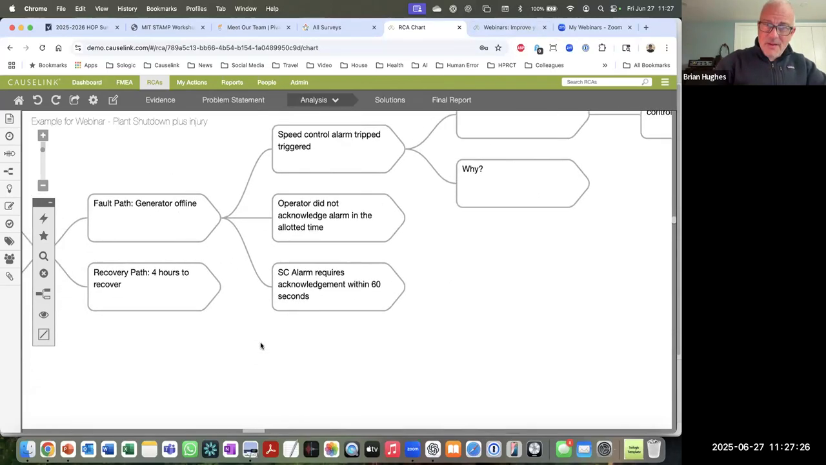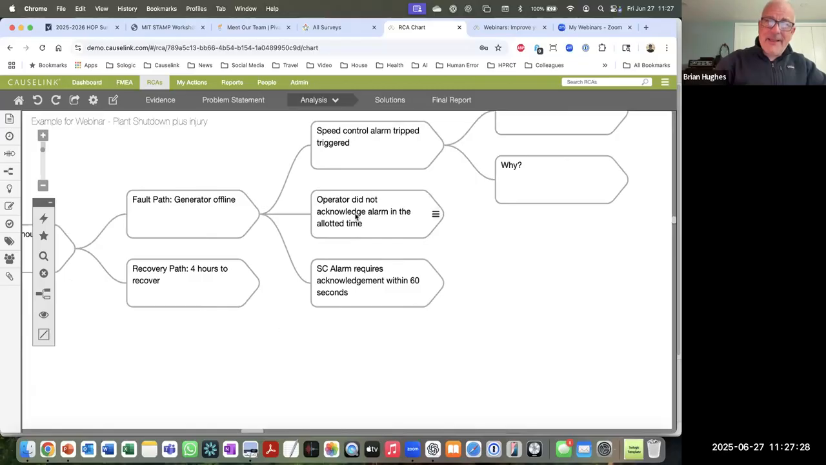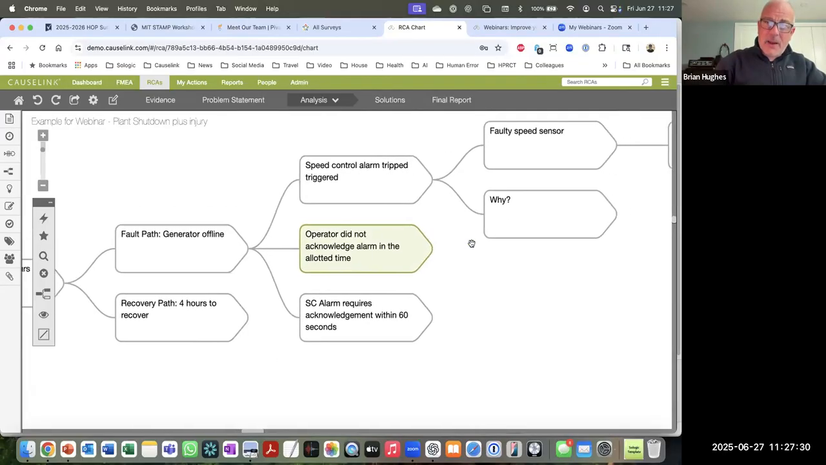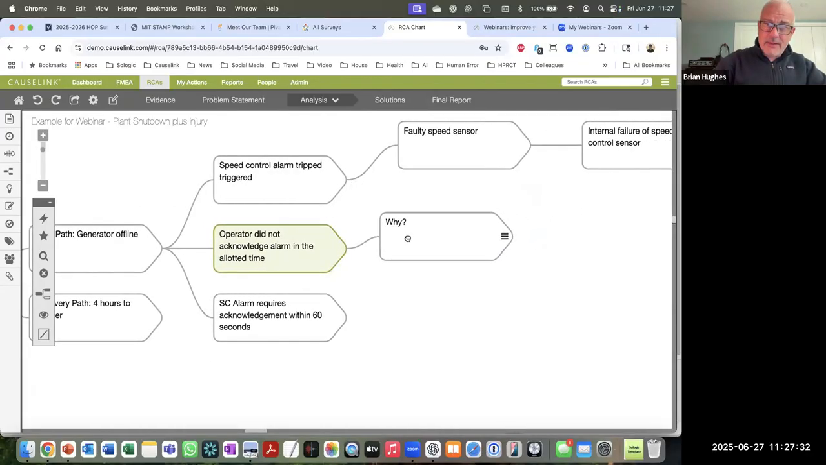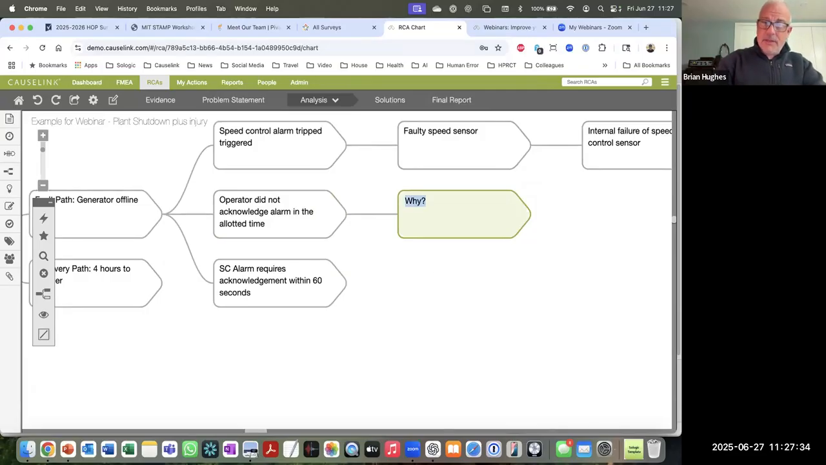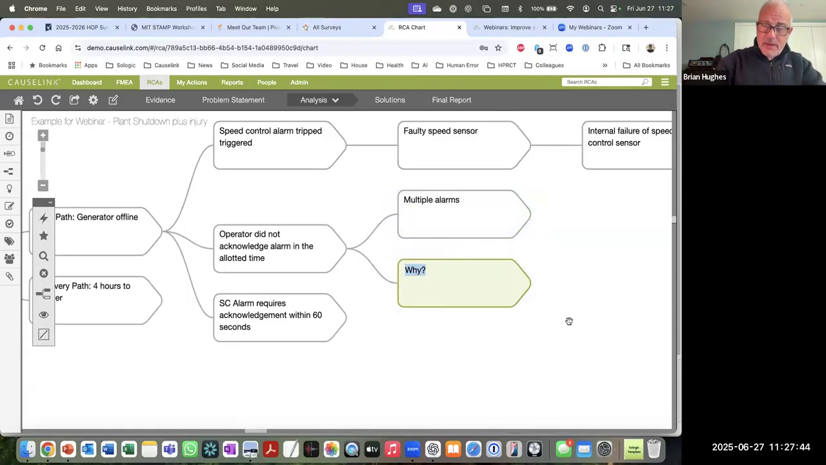Now if I jump down, I can take each one of these out further. Like, why did the operator not acknowledge? Actually, I'm going to drag that there. That's because there were multiple alarms, right? So they got confused or they were overwhelmed a bit. And then also maybe a confusing HMI layout.